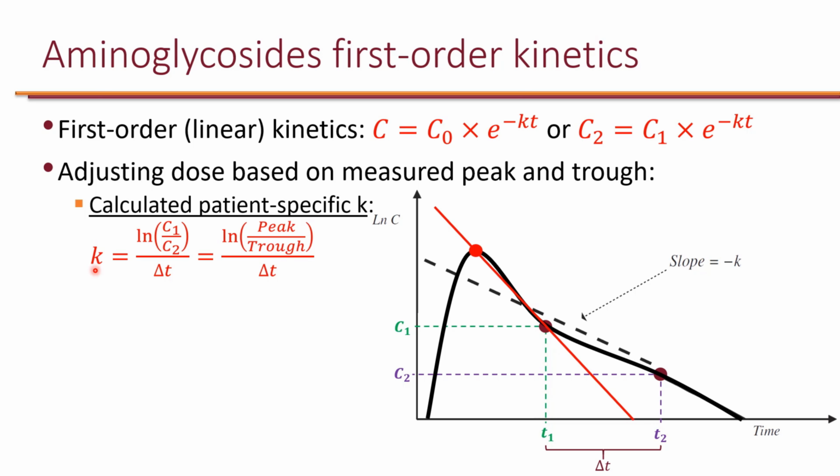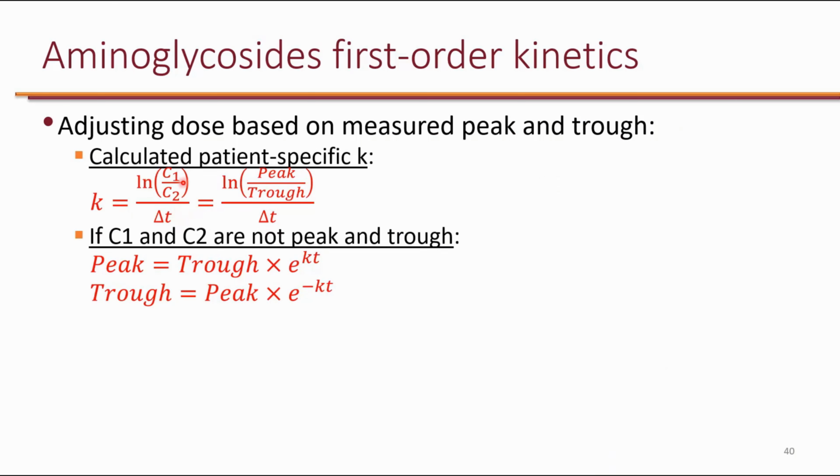Now, what's different about this K as opposed to the K that we calculated previously is that previously we used population data to estimate the K, so that's not very specific to the patient. But now, because we have two levels from the patient, this K is specific to the patient. So we call this individualized pharmacokinetics as opposed to population-based kinetics. Of course, if C1 and C2 are not true peak and trough, you can actually extrapolate. So you can say the equation is peak equals trough times e to the KT, or another way of saying it is trough equals peak times e to the negative KT. Again, these are all the same equation. It's just a matter of rearranging them to get what you're looking for.